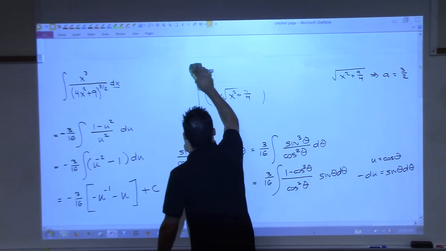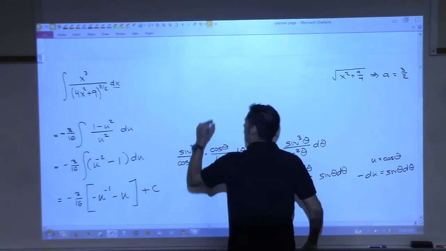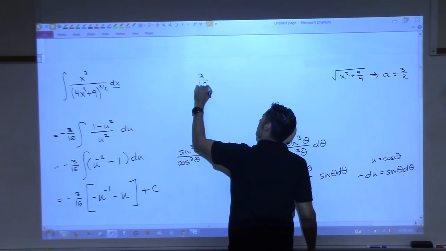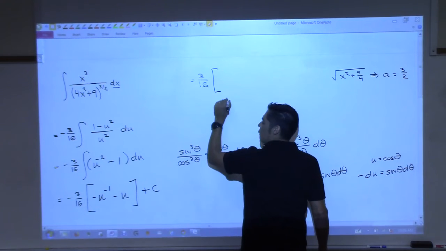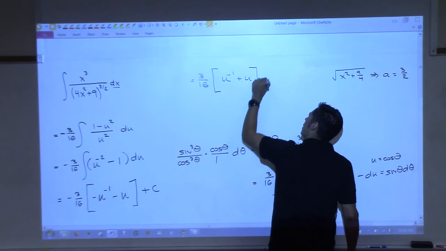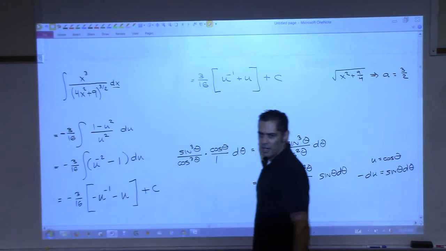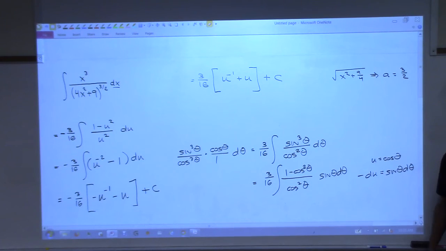But that's the same as, I'm just getting somewhat annoyed with all these negatives. So that's the same as 3/16 u to the negative 1 plus u, right? Plus c. So I just distributed the negative through because I just don't like all those negative signs. They're bothering me. Is that all right?